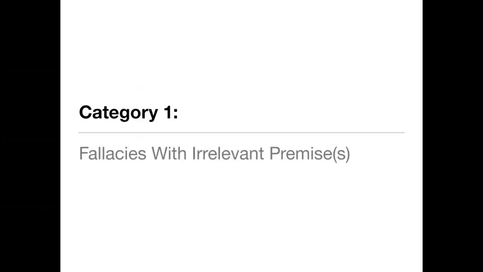Okay, so let's talk about category one, fallacies. I'm going to try to go through these examples rather quickly. Some of these will be familiar to you, but since there are a number of them listed in the chapter, I want to keep this on the shorter side. So the category one fallacies are the fallacies with irrelevant premises or premise.